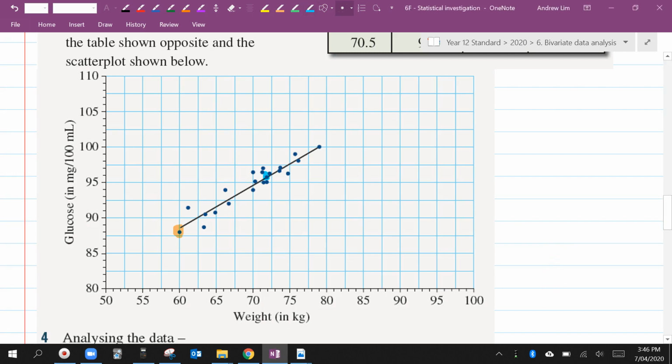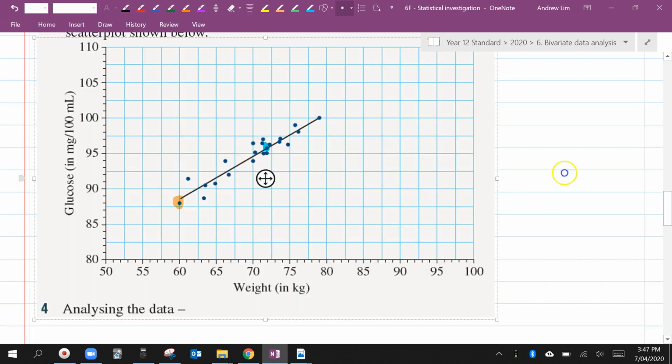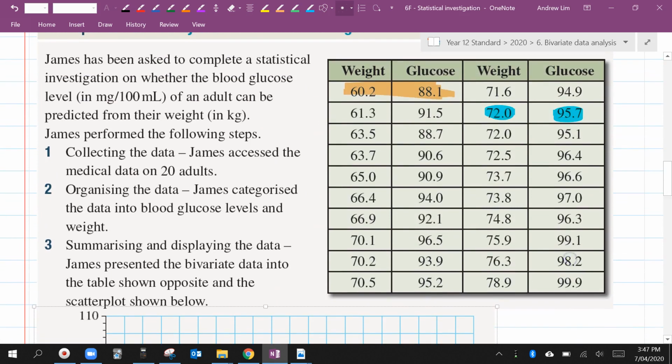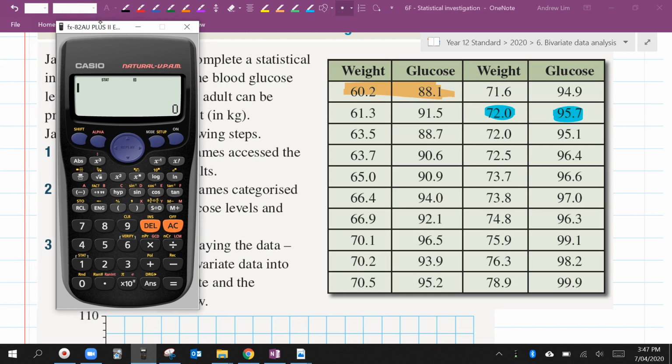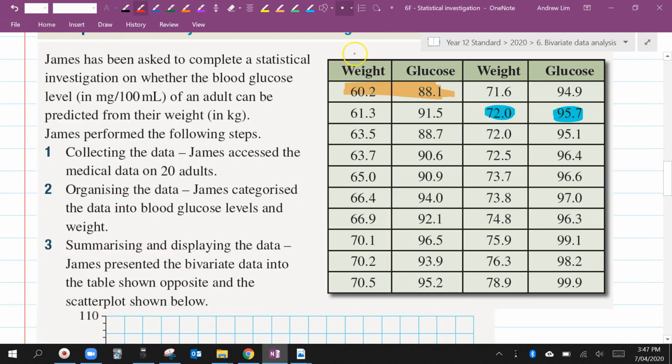So let's actually work out what Pearson's correlation coefficient is. I'm going to grab out my calculator and scroll back to this table. So I want to be in stat mode. Whenever I want to enter bivariate data, I need to press 2, that A plus BX. I'm going to enter all my X values and then enter all my Y values. Remembering here that weight is the X value, blood glucose level is the Y value.